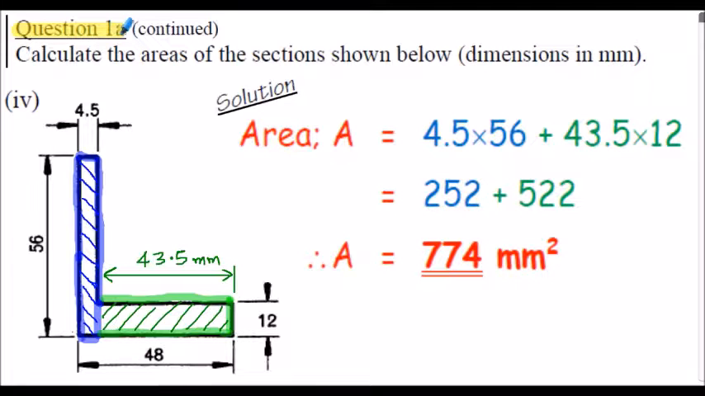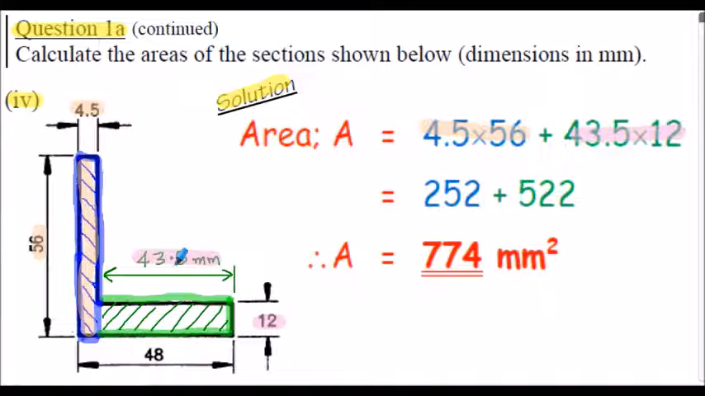In question 1a, part 4 solution. Here's our unsymmetrical angle section, or unsymmetrical L section, broken down into 2 rectangles. First rectangle shown here is 4.5 millimeters by 56 millimeters, calculated here. And our second rectangle is 43.5 millimeters multiplied by 12 millimeters, shown here.